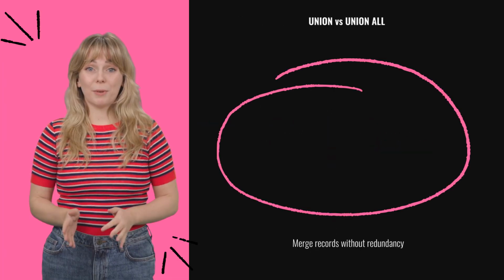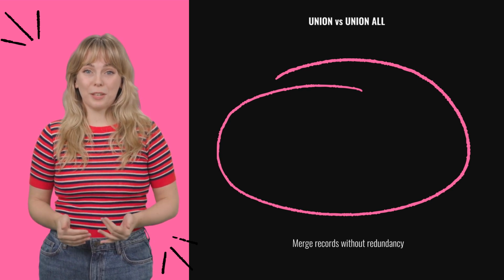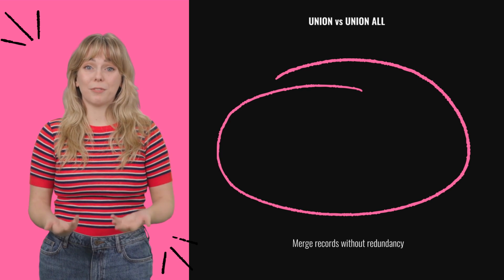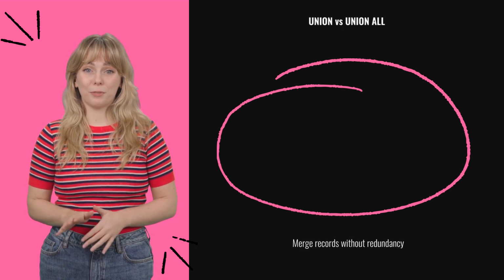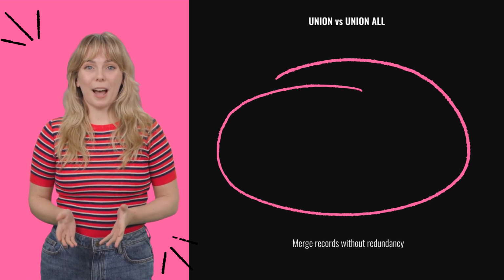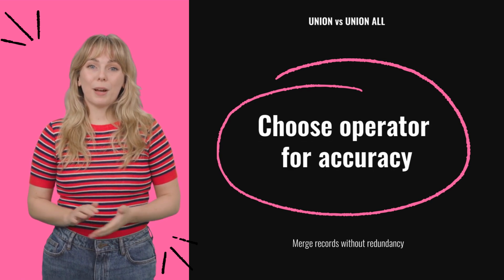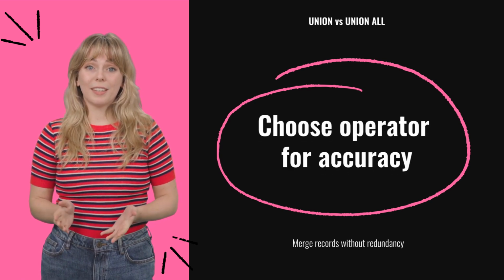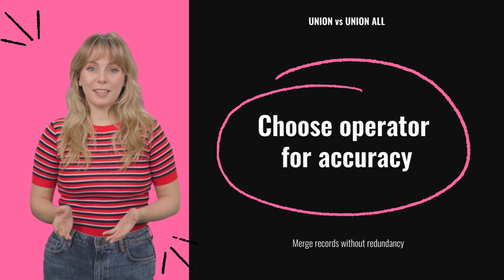Use union to merge distinct records, avoiding redundancy, ideal for combining customer lists from different regions without duplicates. Union all is suitable for complete record combinations, like transaction logs, where every entry matters, even if repeated. Choosing the right operator affects data accuracy and query performance, aligning with data nature and business needs.